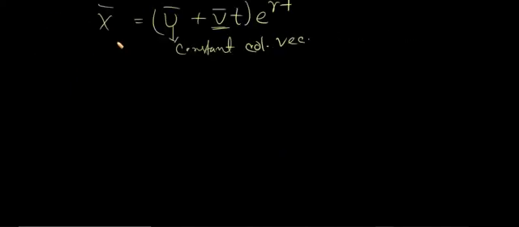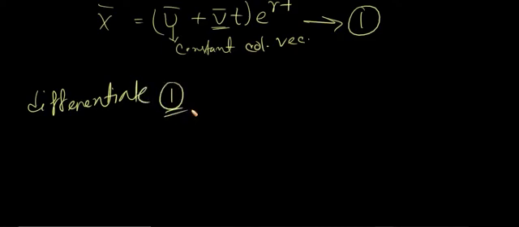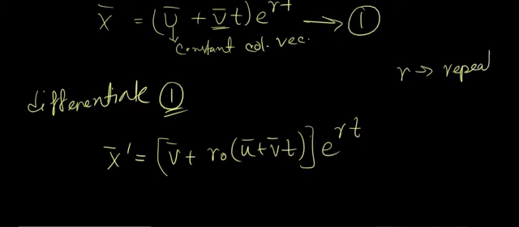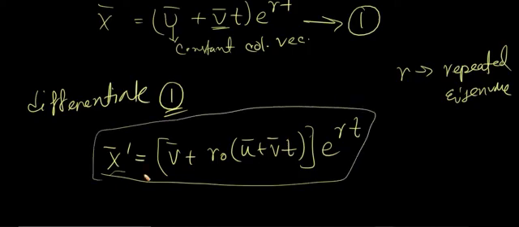The first thing we'll do is differentiate this expression. Let's call this expression 1. If you differentiate 1, this will turn out to be v bar plus r (u bar plus v bar t) e to the power rt, where r is the repeated eigenvalue. Obviously there will be a bar over these to denote that these are column vectors. Now we are going to use this result in our differential equation, which was in the column vector notation, something like this.